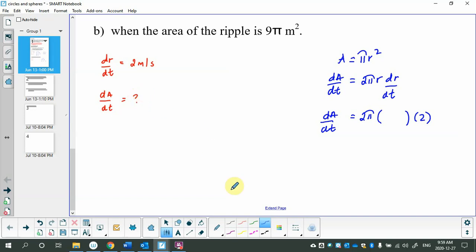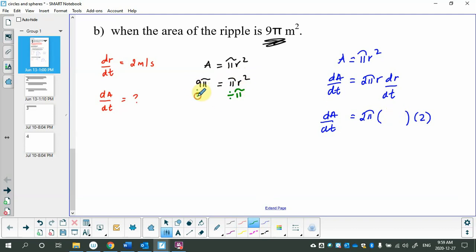So here's the problem this time. I haven't used this piece of information right here, and I need an R. So this is actually an area. So if I steal the area formula again, and I put 9 pi in where the area is, because it says that the area of the ripple is 9 pi meters squared, I should be able to isolate my R, and when I isolate my R, I can put it in here.